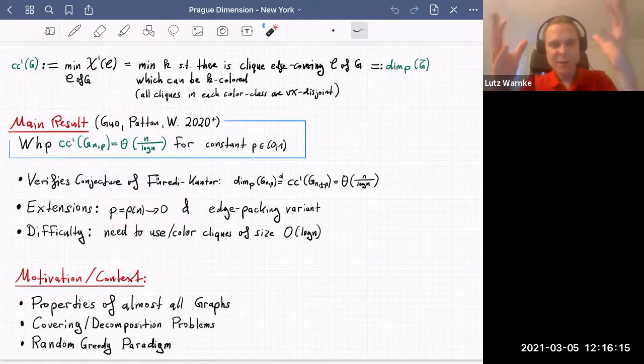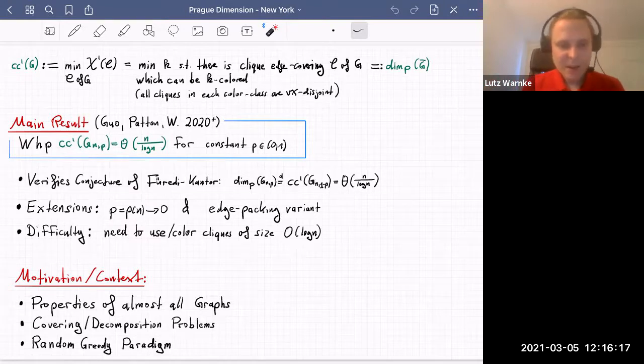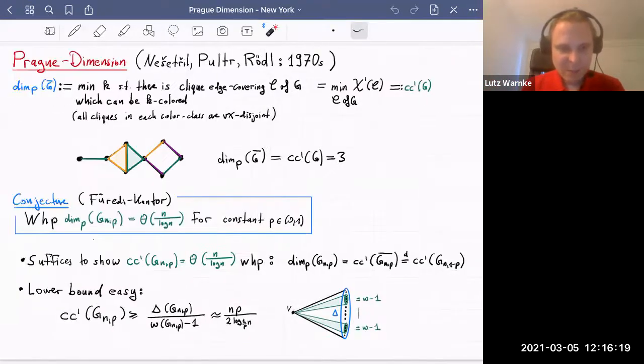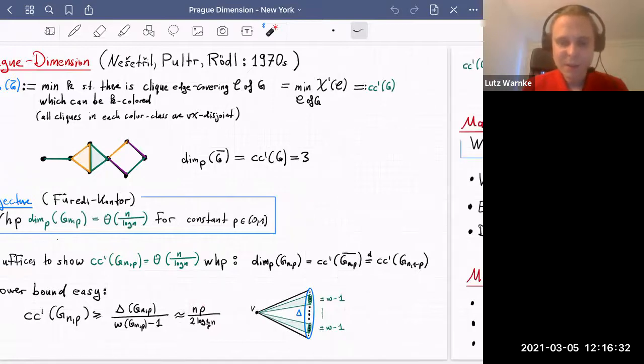So when the graph gets sparser and sparser, with fewer and fewer edges, the bound that we get is of this form, up to constant factors, np over log n to the base 1 over p. So we match, up to constant factors, this lower bound that we discussed here.